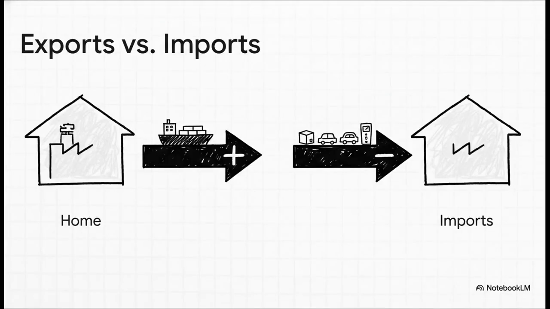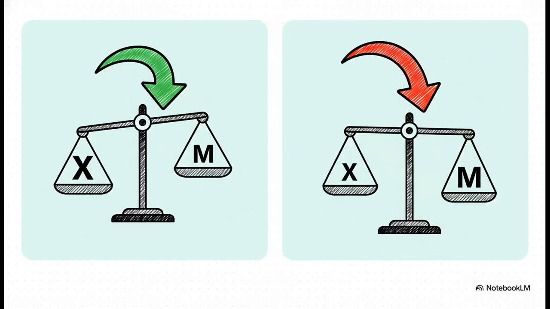Think of it this way. Exports, our X, represent spending from other countries on our stuff, so we definitely want to add that to our GDP. But imports, our M, represent our spending on things made in other countries, so we have to subtract that amount because that spending didn't contribute to production here at home. So what does that mean in practice? Well, if a country sells more to the world than it buys, its net exports are positive, and we say it has a trade surplus. But if it buys more than it sells, net exports are negative, and it has a trade deficit.